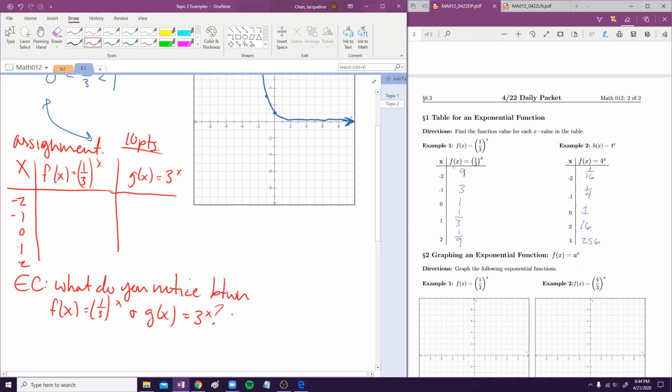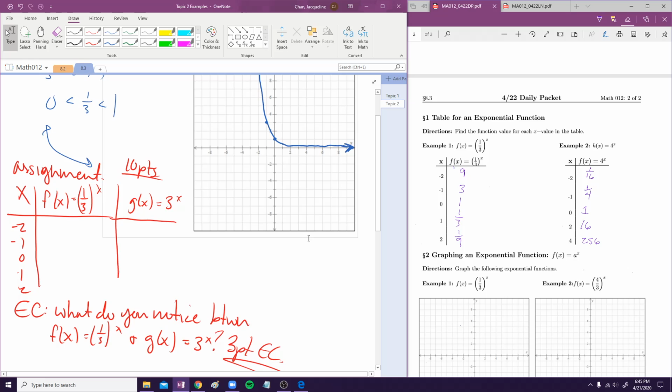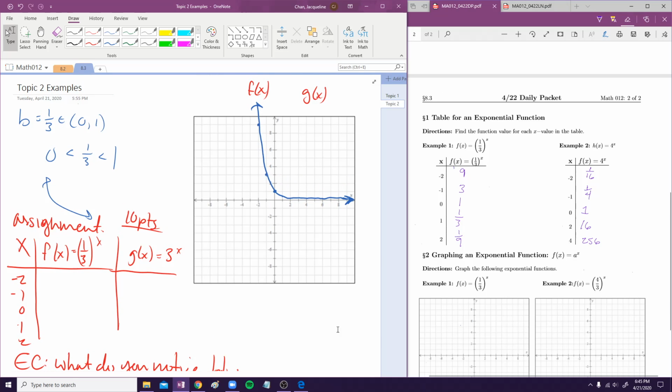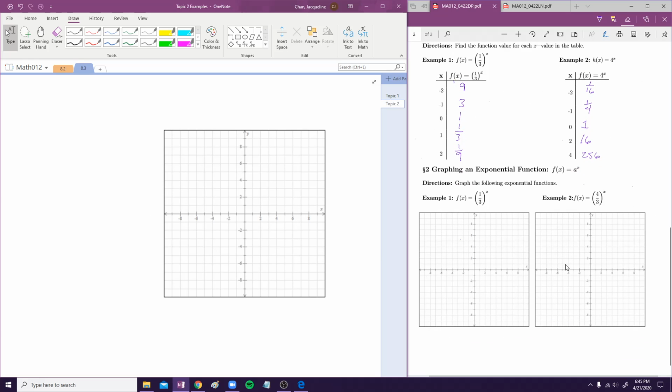I'll do 3 points. That's 3 points extra credit. So your assignment, you can get a total of 13 points, and then I'll post a thing to submit your work later on, right? So now that we've done this, let's now go on to example 2.